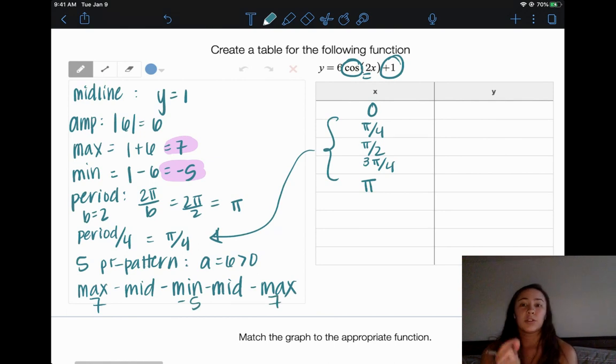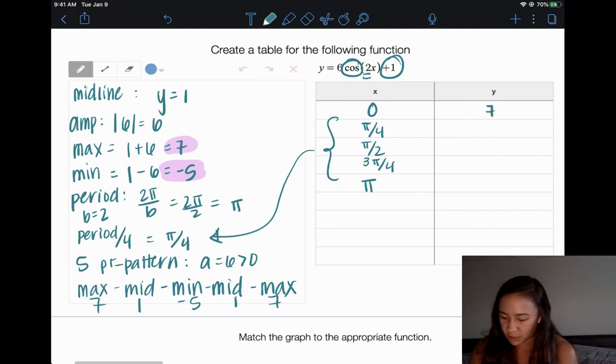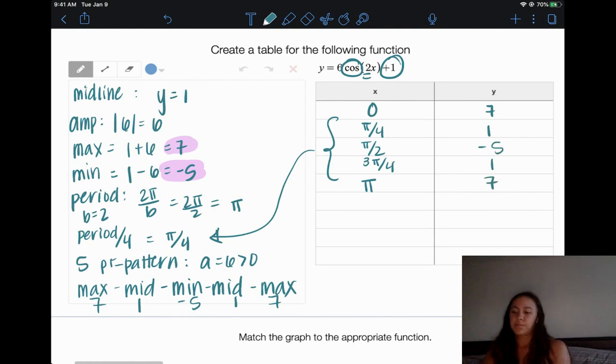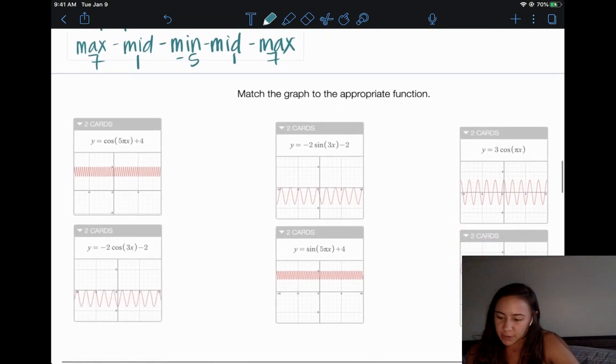Your midline is determined by that c value. So c is 1. So let's translate this to our y column. So your y column, 7, 1, -5, 1, and 7. All right, again, plug this into that table, plot those points, and then put the graph through it, and then you're good to go.